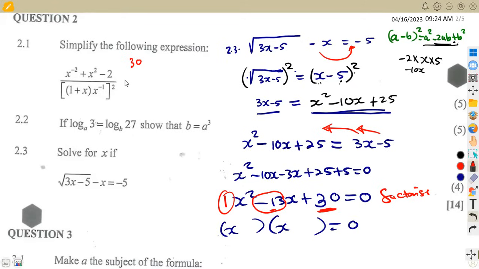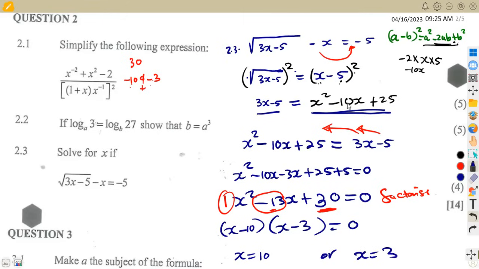All right. But in this case, we've got negative 10 and negative 3. Negative 10 times negative 3, that's positive 30. If we add negative 10 plus negative 3, that's negative 13. So these are the factors, negative 10 and negative 3. So each bracket is equal to 0. Therefore, x is going to give us 10, or x is going to give us 3.